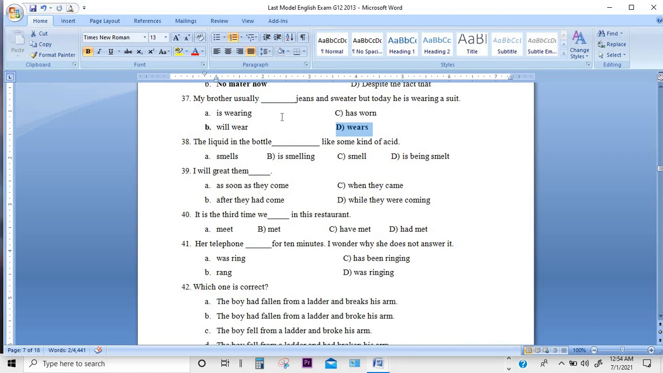So let's see here, present perfect is not a simple action, so we use wears because the adverb usually shows that the action is repetitive, so we use simple present tense and wears is our answer. Okay, question number 38. The liquid in the bottle dash like some kind of acid.